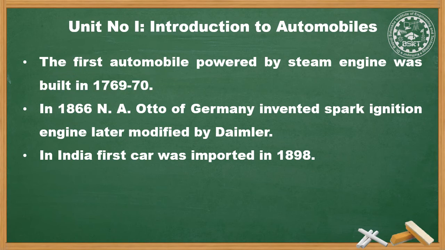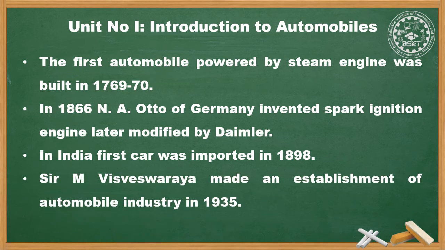it continued for about 50 years. Sir M. Visvesvaraya made an establishment of automobile industry in 1935. The first automobile industry in India, that is Hindustan Motors Limited at Calcutta, came in the year 1947, and then the Premier Automobiles Limited at Mumbai in 1948. Initially, they manufactured cars. Today, there are a lot of industries developed which manufacture the cars.